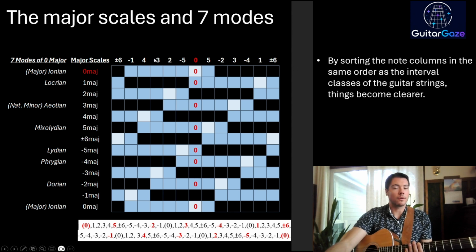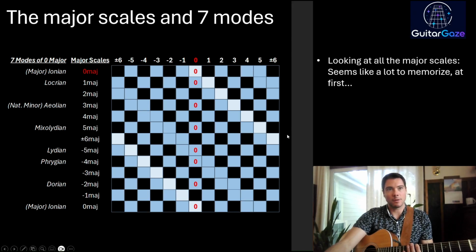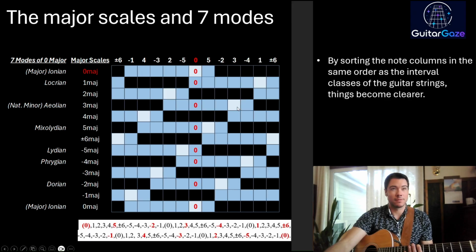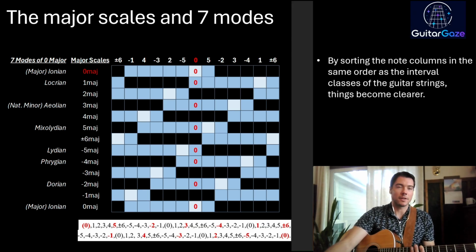And when you sort things isomorphically based on the string intervals of the guitar like that, it bundles the notes that are in that mode or scale together and makes it much easier to compare them and see how they're different from one another. Because this checkerboard pattern back here can be a little dizzying. It all kind of looks the same. It's a little disorienting. This bundles things together and makes it clearer to assess scale relationships and similarities.